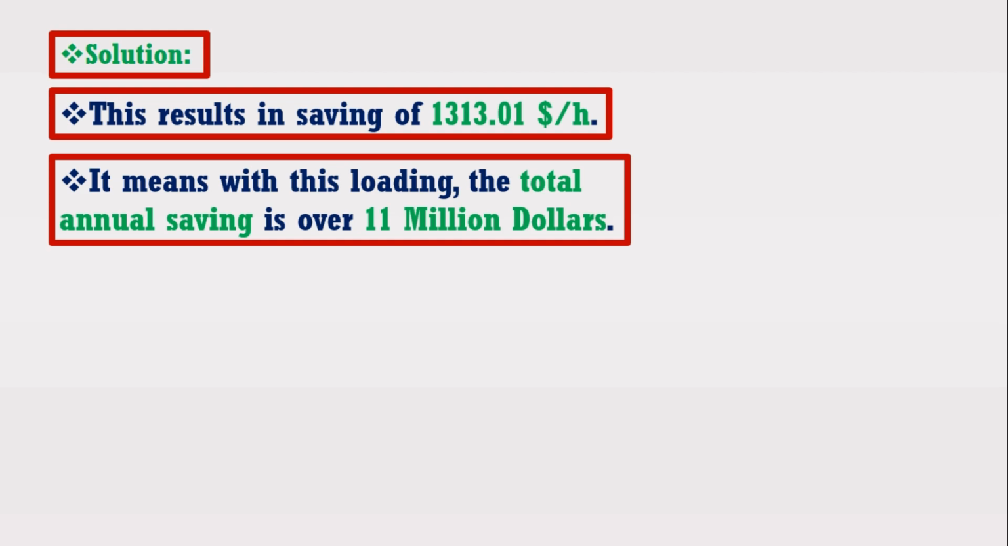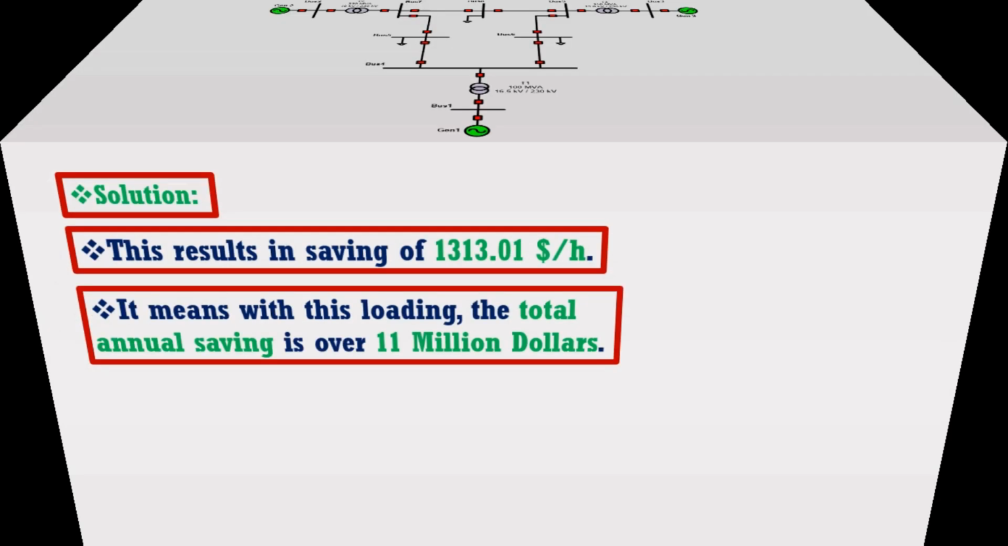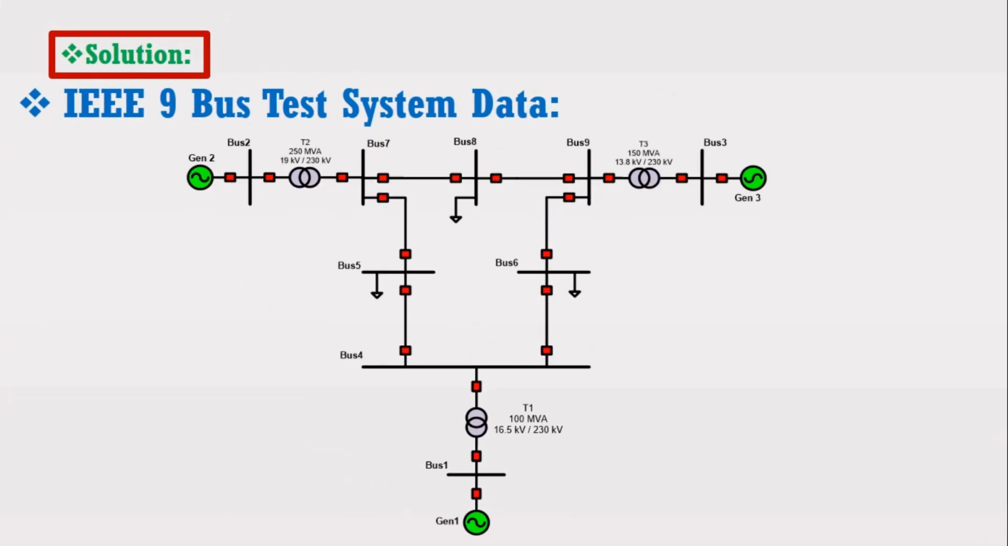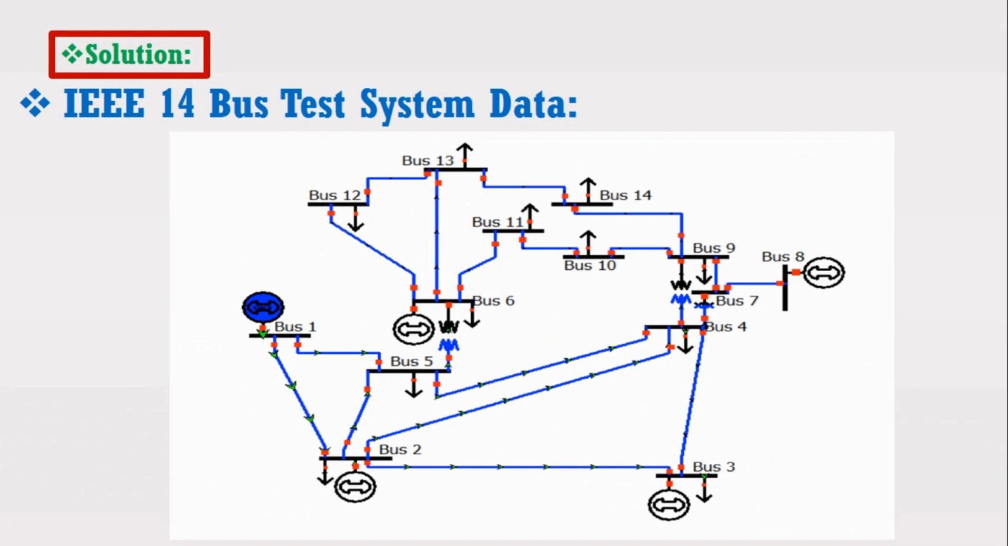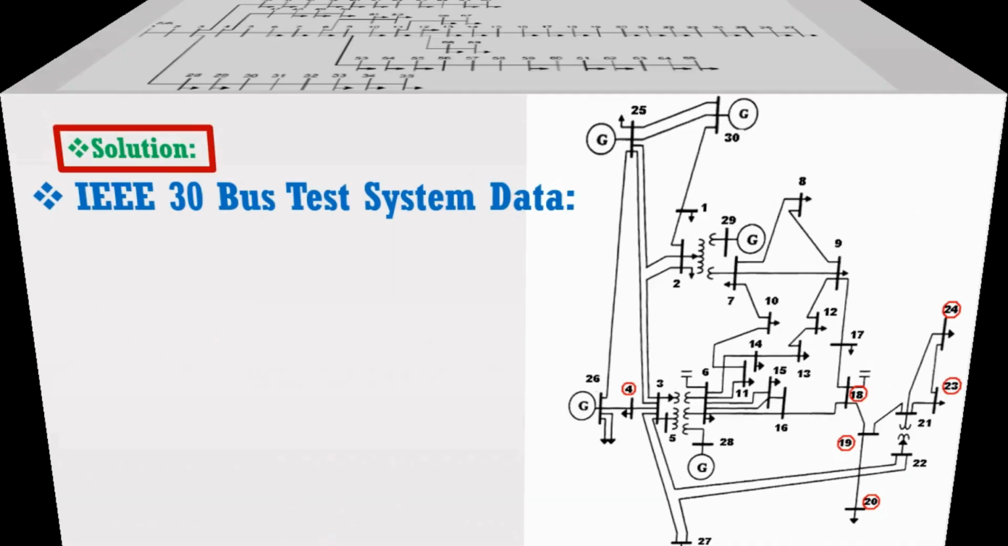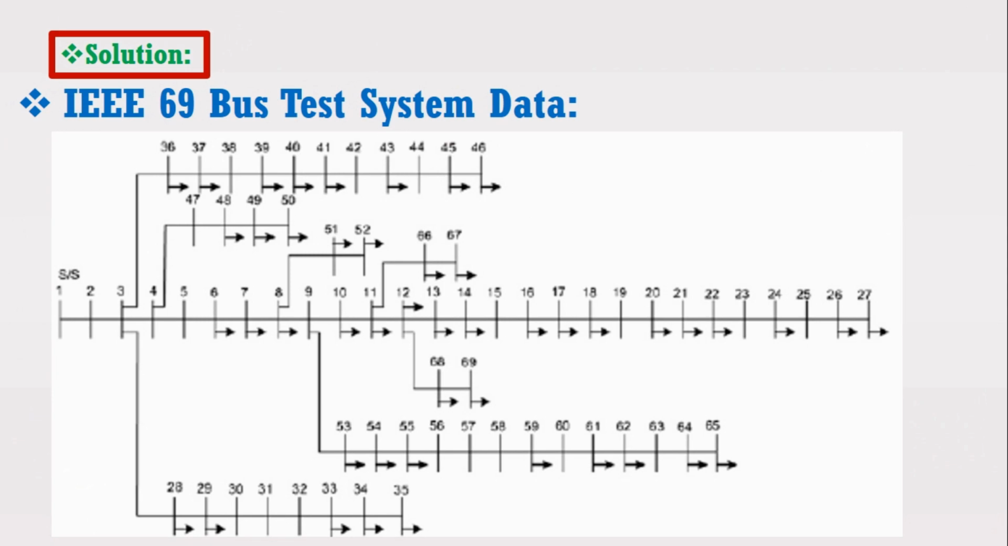Friends, by doing the same way, economic load dispatch and optimal power flow of any power system from small to large size can be performed. I will strongly recommend all of you to take IEEE 9 bus system data, IEEE 14 bus system data, IEEE 30 bus system data, IEEE 69 bus system data, and so on. Performing the economic load dispatch of these IEEE systems can be used as an objective for your bachelor degree final year project, as well as one of the research objective of your master and PhD degree research.